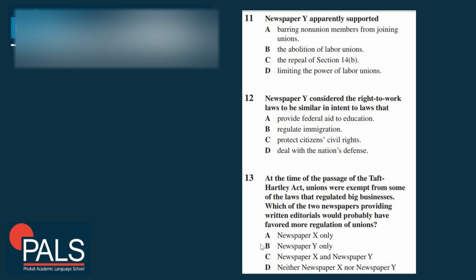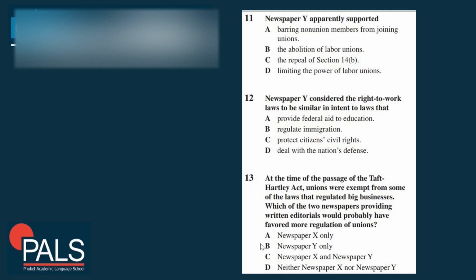Since we know that they are against the repeal of Section 14B, we can cross C off our list. They never mentioned the abolition of labor unions, although they may have been of that opinion. The text does not support that. A, barring non-union members from joining the union, also is not mentioned in there. So D is the implied answer that they would be against, limiting the powers of labor unions.